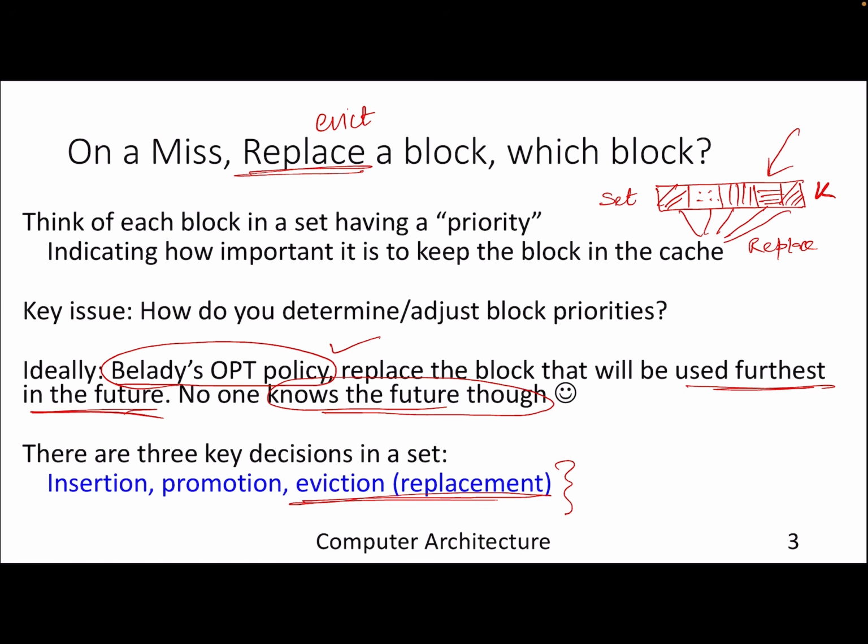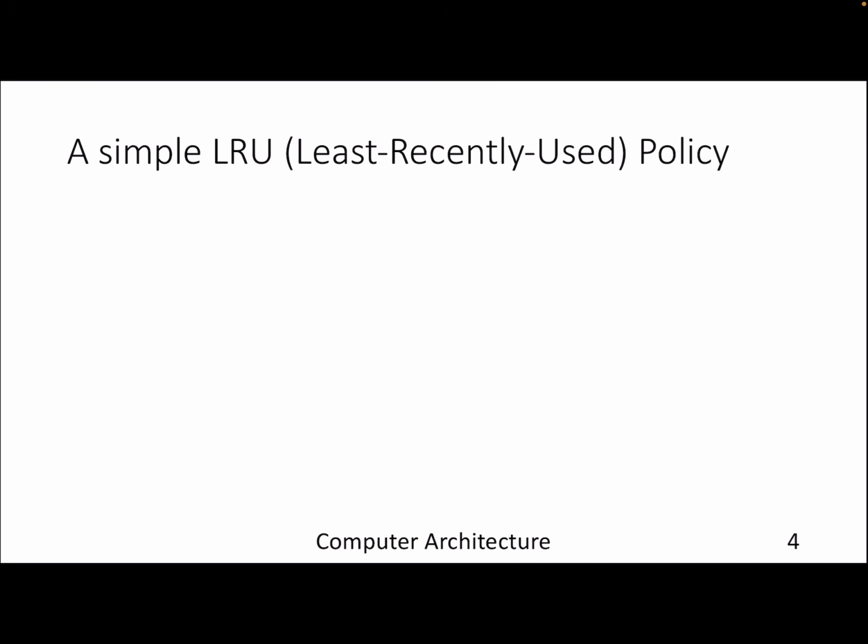When you get a miss, which block to replace, assign a priority and decide. When you insert a block from the memory, because on a miss you will evict something, evict the old one and bring something new, right? Where exactly will you put it? What will be the priority in terms of the eviction policy? And then once the block is there in the cache, if it gets a hit, what will be its updated priority? Okay, so let's understand that through a simple example.